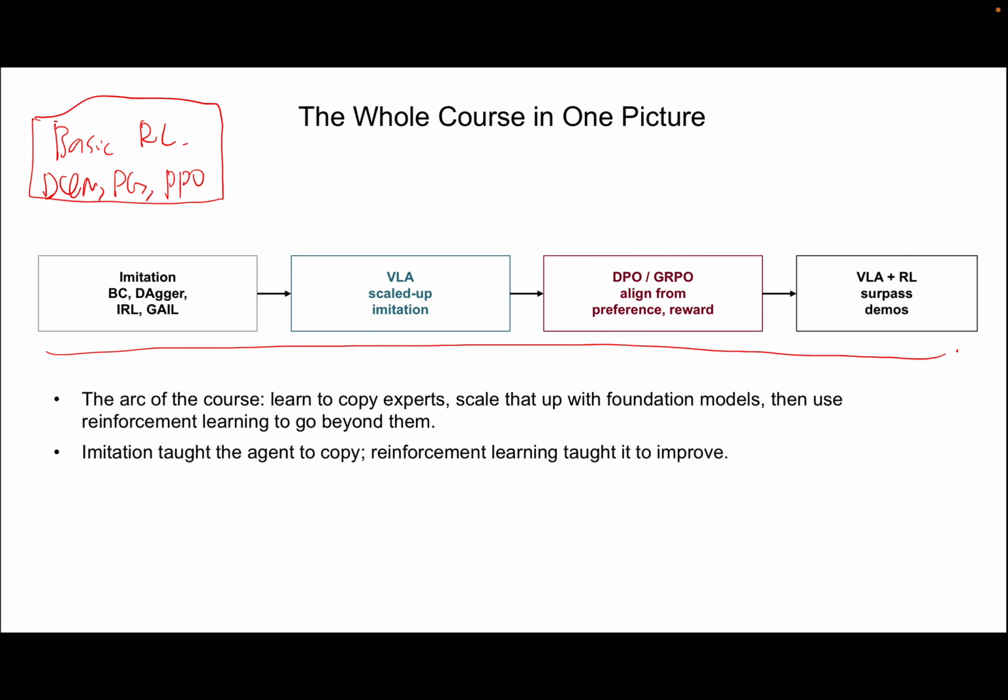As I said, the VLA models are trained with imitation learning from scratch. Of course, we have pre-training. That is not part of robotics. That is some computer vision and language stuff. Let's say we have a pre-trained VLA model, and then we can do SFT with imitation learning, right? Like behavior cloning, DAgger, IRL, GAIL, with imitation. Let's say we have teleoperation data or any large-scale data, and then we can do imitation learning to train our VLA models, right? So that we have VLA models, scaled-up imitation.